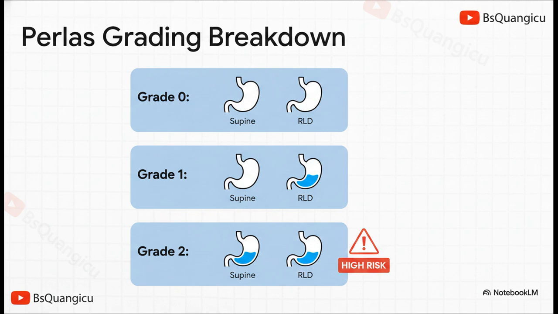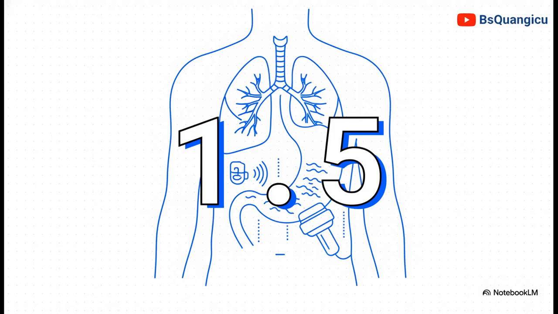So still low risk. But grade 2 means you see fluid while they are flat in the supine position and when they are in RLD. That tells us we're looking at higher than baseline secretions, immediately flagging this patient as high risk. So, the absolutely crucial point here is understanding the physiological threshold behind these grades. And that magic number is 1.5 milliliters per kilogram of patient weight. To put that into perspective, this specific ratio is the red line.